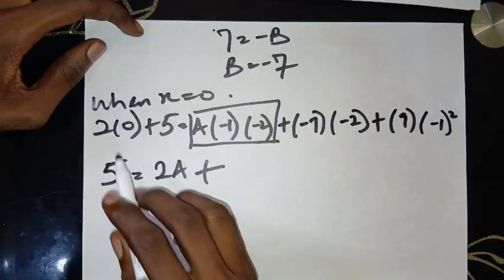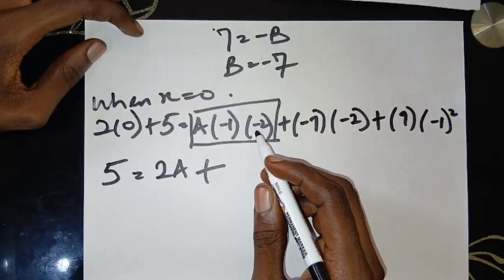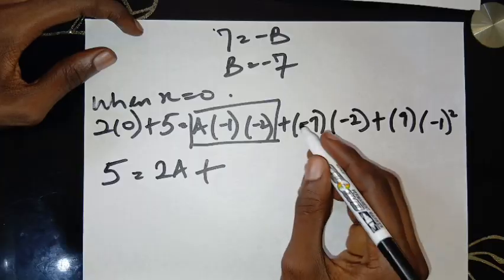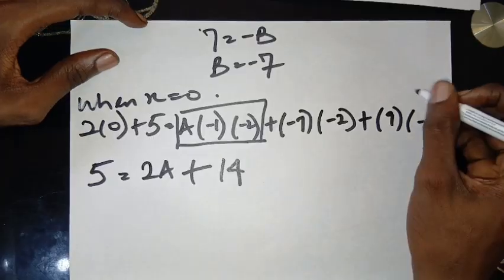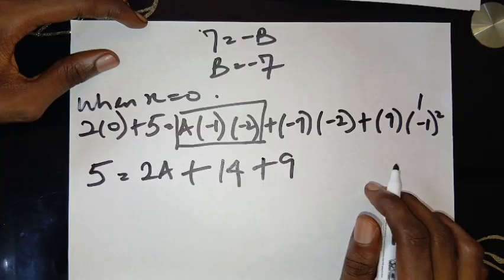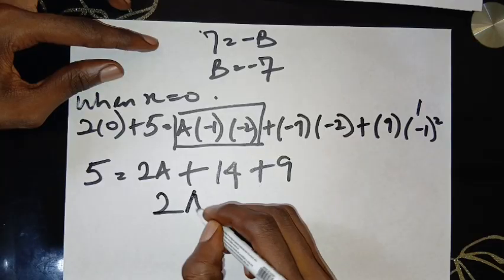Yeah, so this will be 5, this will be minus 2 times minus 2, sorry, 2a, 2 times a, 2a. Then this will give us plus 14. Then this, we have minus 1 squared, gives us 1, times 9, gives us plus 9. So you have this, right? So you can just do our maths.